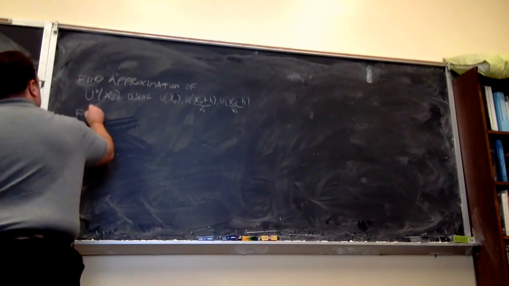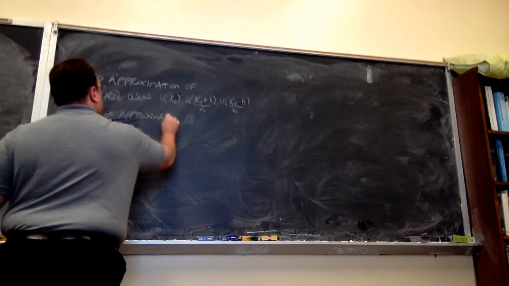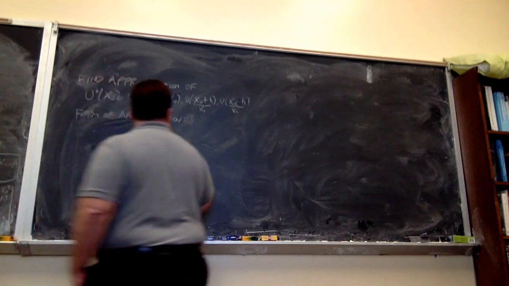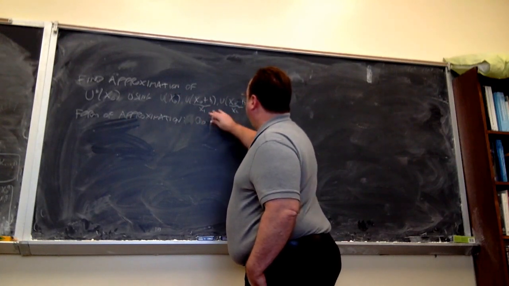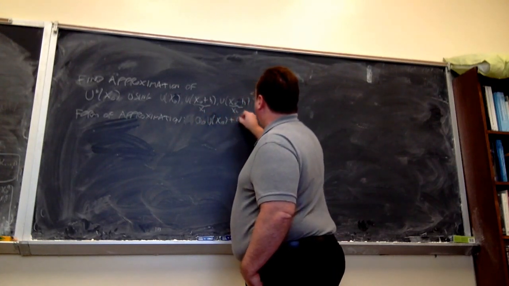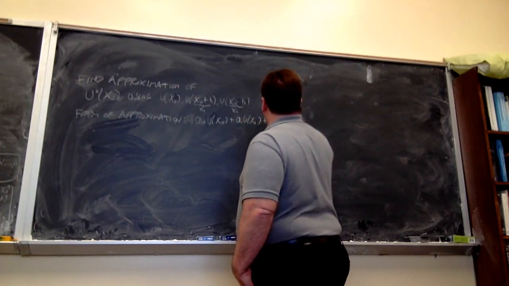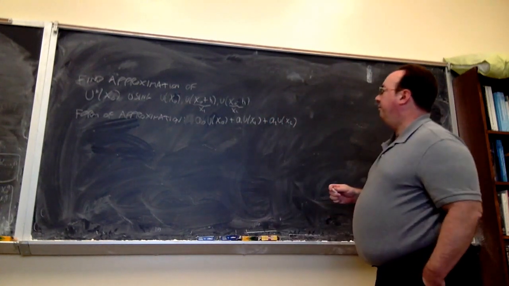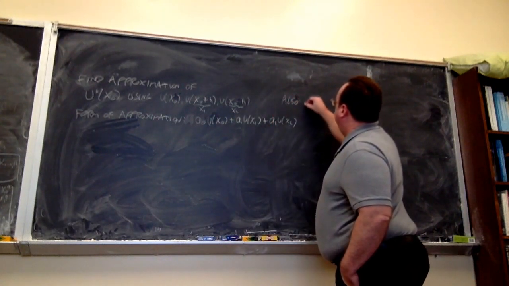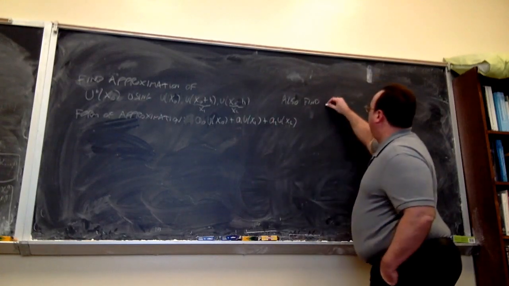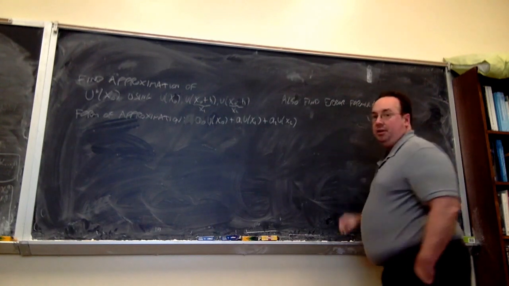So the form of the approximation is a0 u of x0 plus a1 u of x1 plus a2 u of x2. And I'm going to add a requirement. I also want not just the approximation, but also an error formula. So I'm going to do both at once.